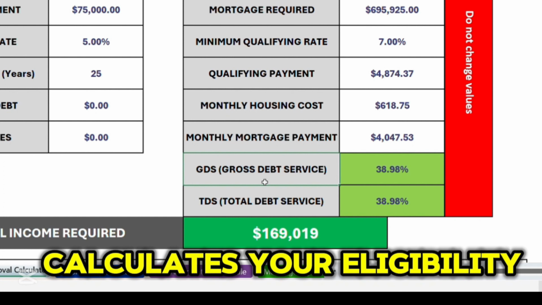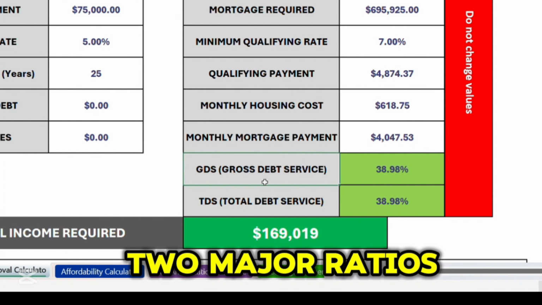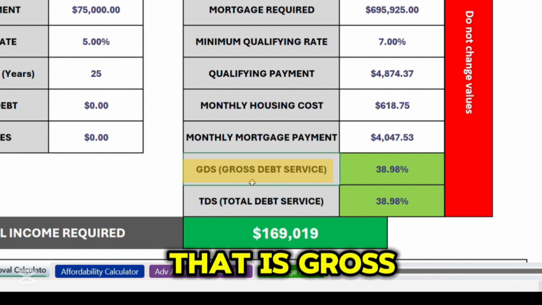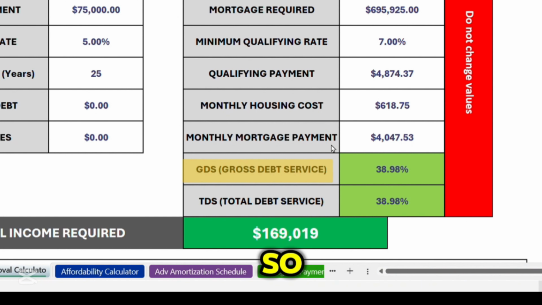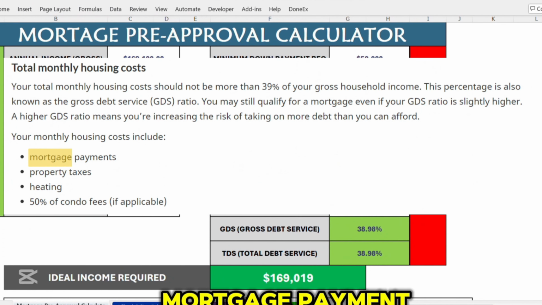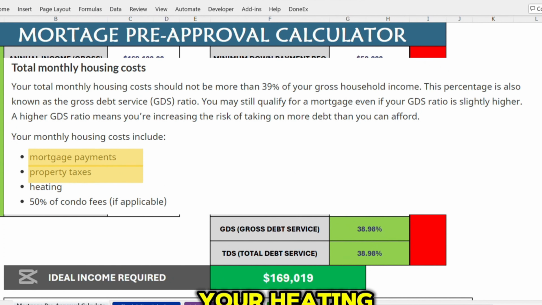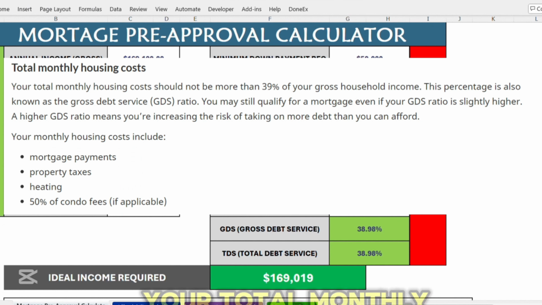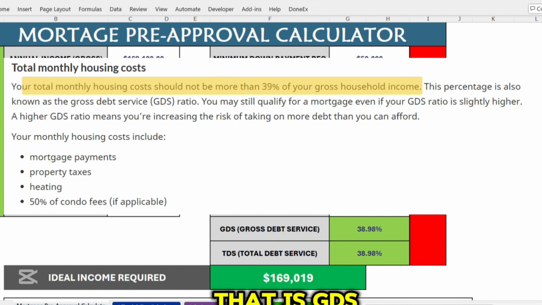So just have a look over here under the GDS, that is gross debt service ratio. So a lender calculates your eligibility on the basis of two major ratios. One is GDS, that is gross debt service ratio. So the GDS ratio includes your monthly housing cost, which includes your mortgage payment, your property taxes, your heating, or 50% of the condo fee if you are buying a condominium. So as per the mortgage standards, your total monthly housing cost, that is GDS, should not be more than 39% of your gross household income.